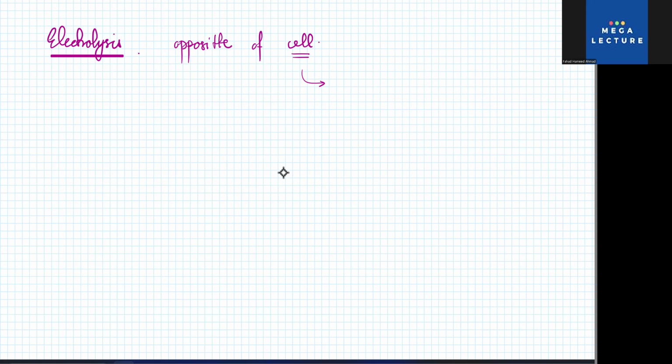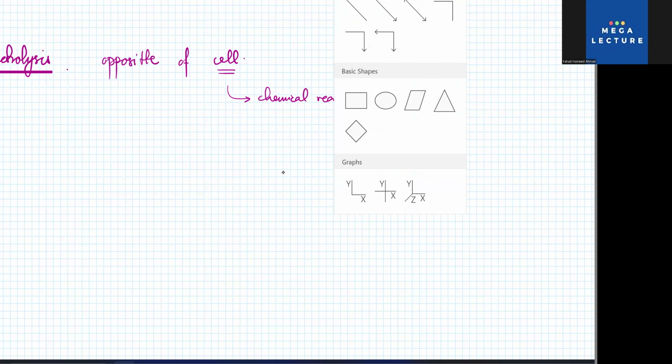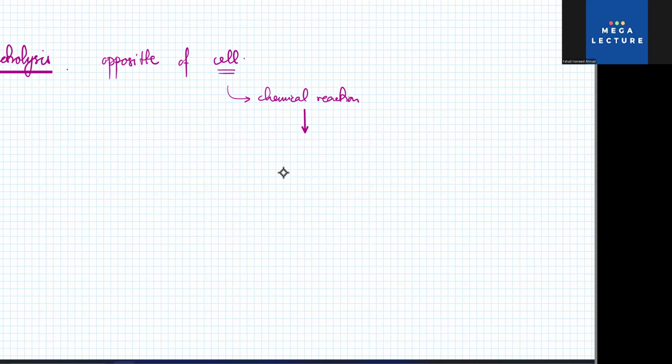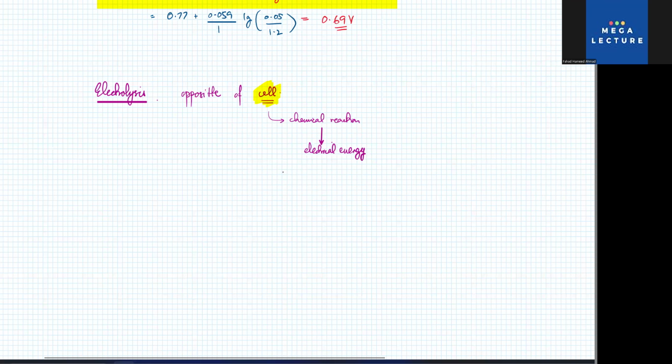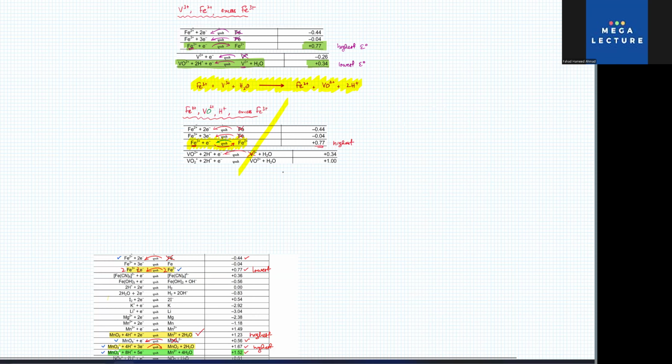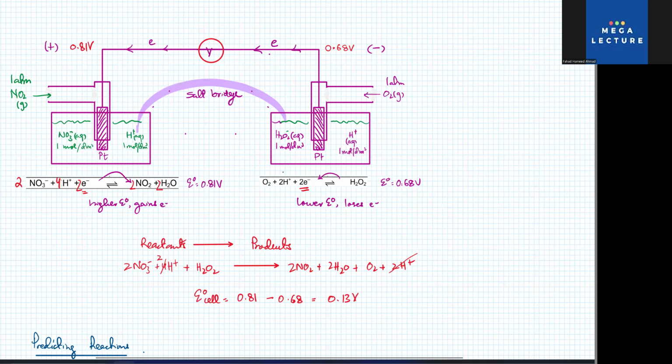So there's a chemical reaction, and because of that chemical reaction, electrical energy gets produced. It converts chemical energy into electrical energy. All we did so far was cells. We studied cells. If I pick any of the cells that we drew earlier, this was exactly what was happening.